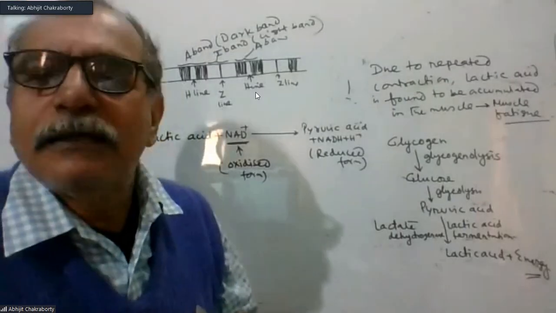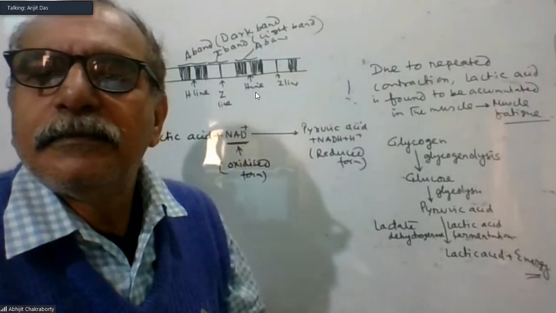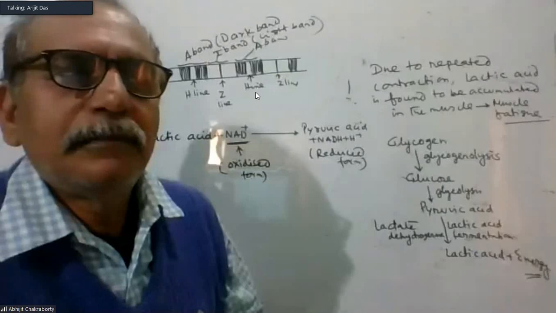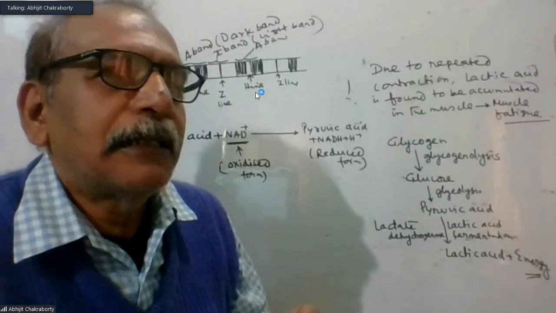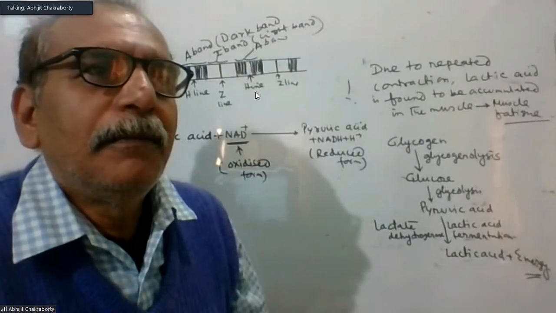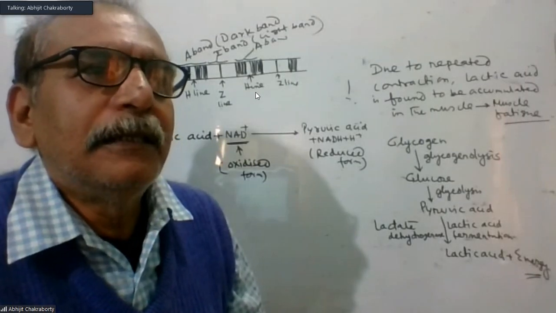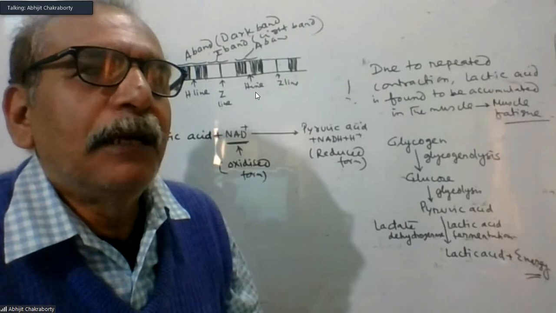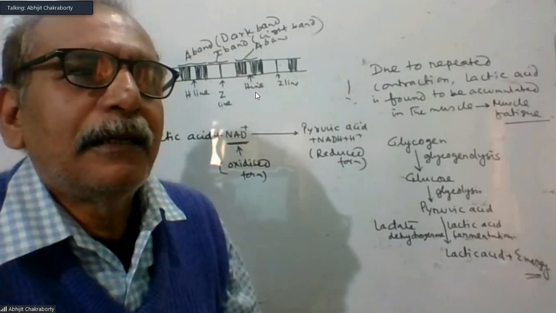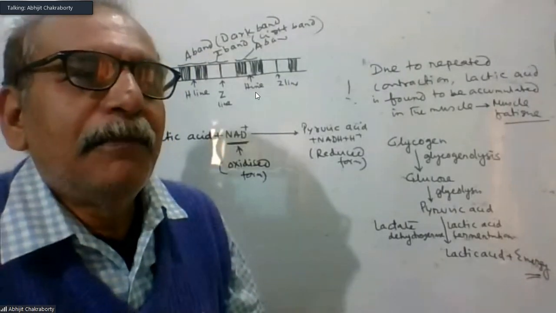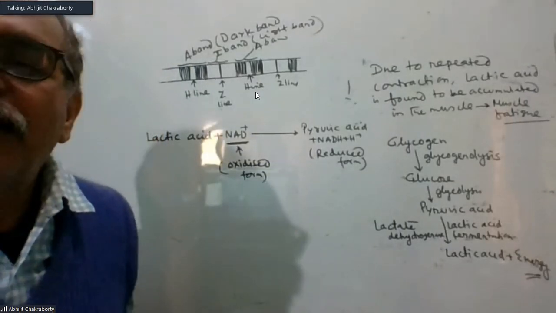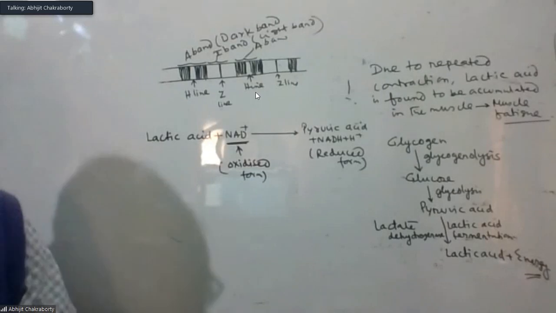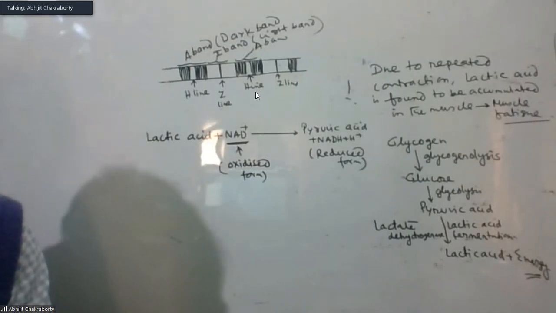Sir, how does lactic acid make the muscle fatigued? Whenever lactic acid is accumulated, how can muscles contract? Myosin cannot bind to actin. Space is occupied by lactic acid in the muscle. Until lactic acid is removed, myosin cannot bind to actin to initiate muscular contraction. Did you understand? Yes, sir.